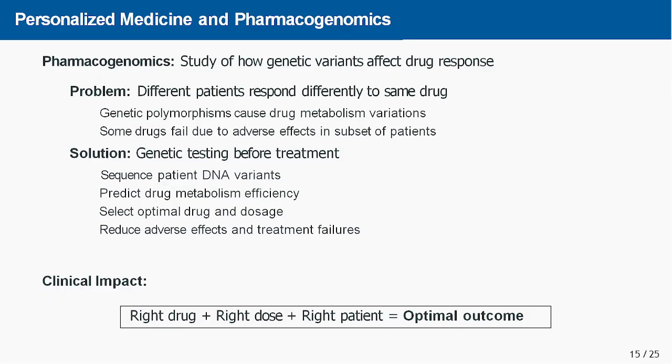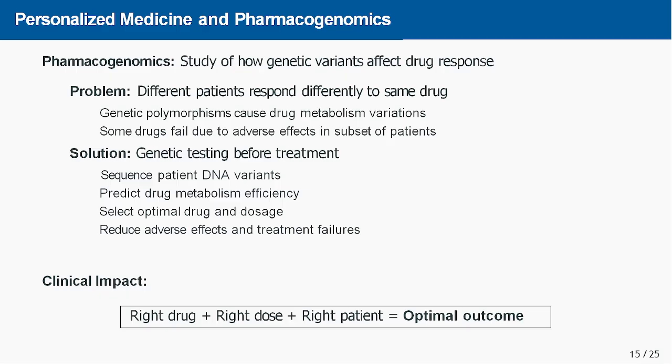Then personalized medicine and pharmacogenomics. Pharmacogenomics means the study of how genetic variants affect drug response. Over time, the body can become resistant to a drug, so it depends on the genetic variants. The problem is that different patients respond differently to the same drug depending upon their genetics. This genetic polymorphism causes drug metabolism variation. Some drugs fail due to adverse side effects in a subset of patients.